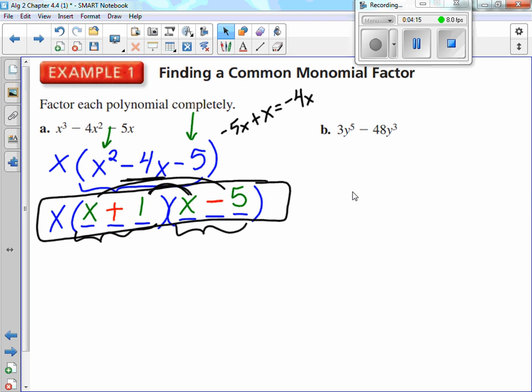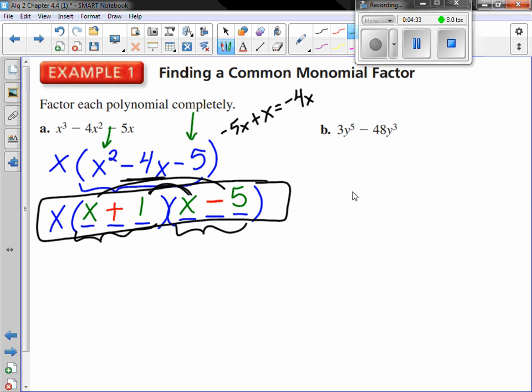Questions on this? Any questions on letter A, the first problem we've done so far with this factoring? This should seem very similar to what we did in the last chapter with factoring, except now we're factoring out a greatest common factor that can have a variable.